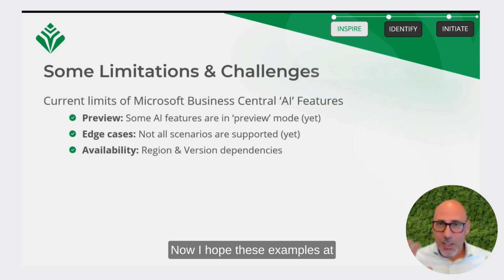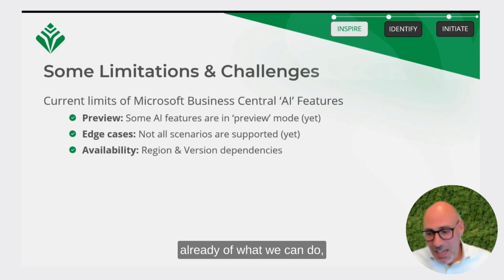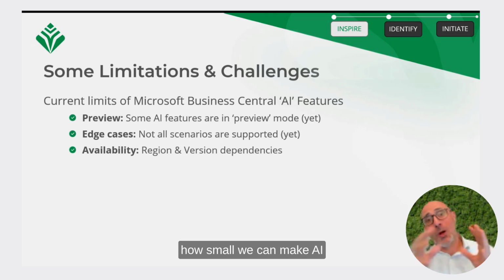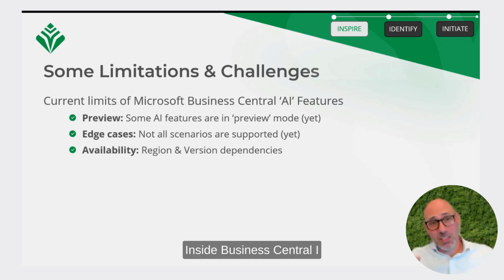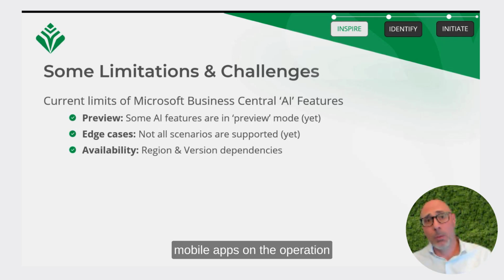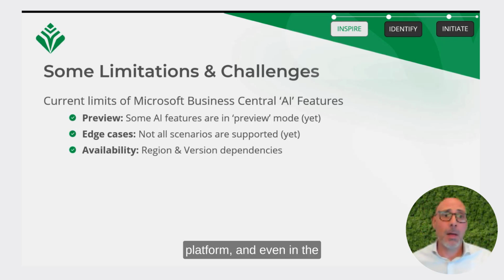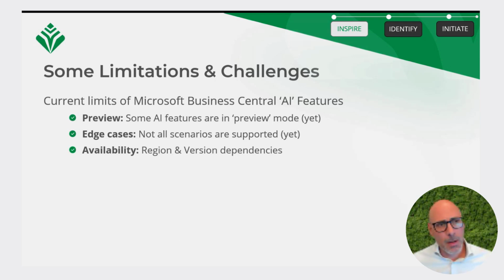Now, I hope these examples at least give you some ideas already of what we can do, how small we can make AI work and support users, and how large we can make that inside Business Central. I have to say, we are not only looking at Business Central, we're also looking for ideas and opportunities in our other products, like the mobile apps, the operation platform, and even in the analytics section, we are looking for new opportunities there.